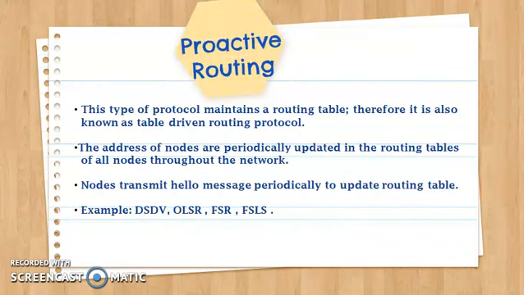What is meant by proactive routing? This type of protocol maintains a routing table. Therefore, it is also known as table-driven routing protocol. The addresses of nodes are periodically updated in the routing tables of all nodes throughout the network. Nodes transmit hello messages periodically to update the routing table. Examples include DSDV, OLSR, FSR, and FSLS.